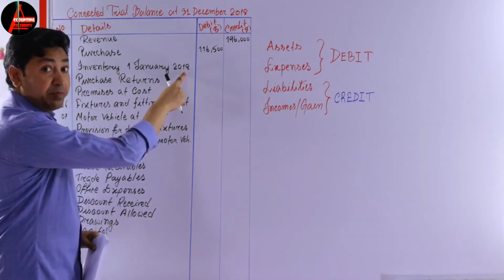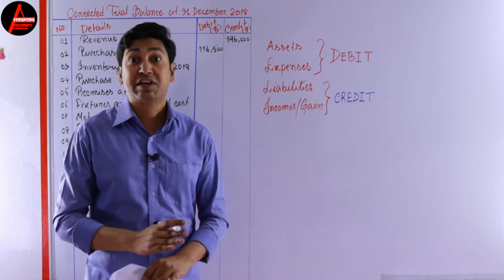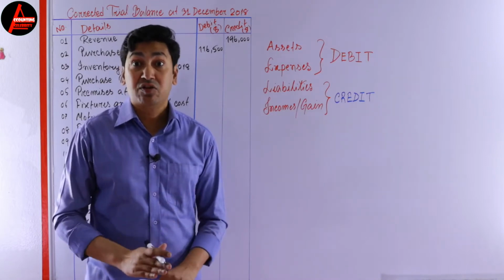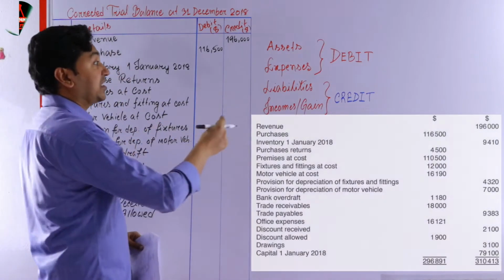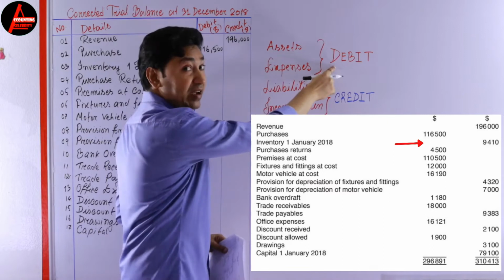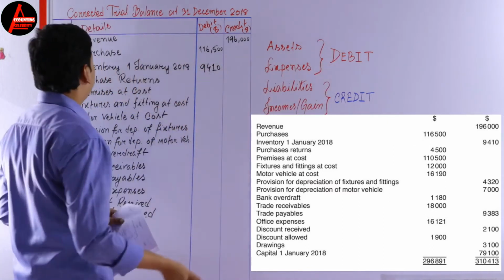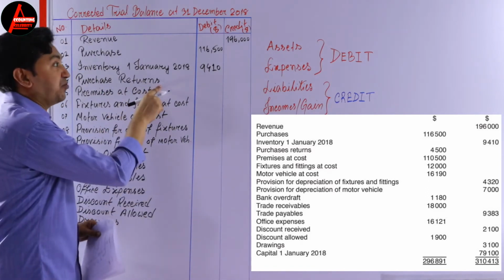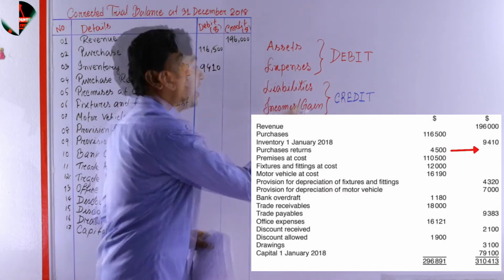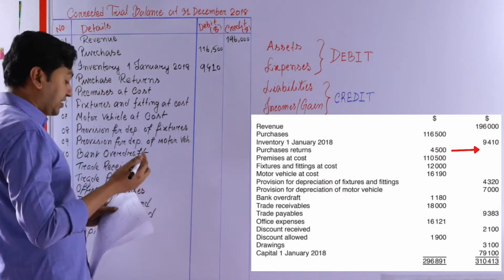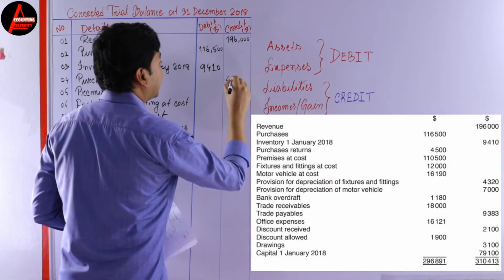Then inventory. This is the opening inventory. You all know opening inventory will be included in the trial balance, but closing inventory is not included in the trial balance. Don't forget. Inventory is an asset, and assets have a debit balance. So let us write here inventory 9,410. Great, we finished. Then purchase return. What is purchase return? It is not an expense, not an asset. This is a gain, so write it on the credit side. The value of purchase return is $4,500.